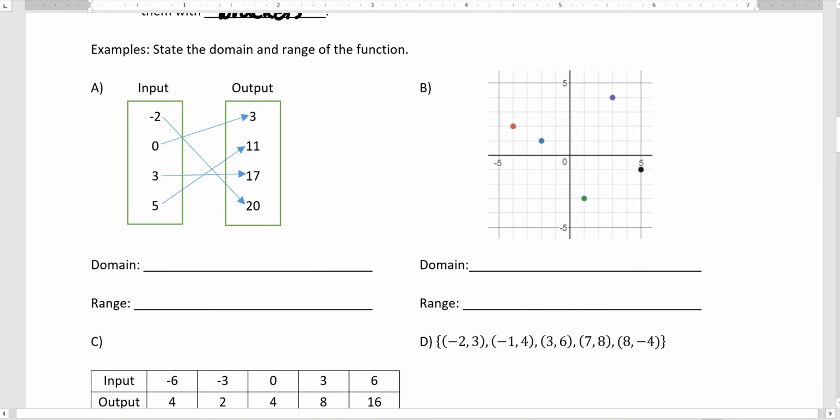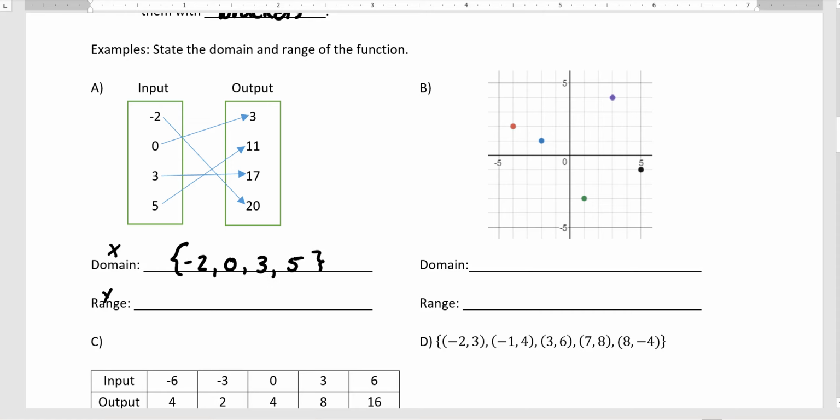Looking at letter A here, all right? State the domain and range of the function. So remember, the domain is my x values, range is my y values. My inputs are my x values, so my domain is the values, and here's my bracket. I'll say -2, 0, 3, and 5. All I'm doing for domain is just the set of inputs, the set of x values, so I'm just listing my x values. Range is the set of y values, so I would say my range is 3, 11, 17, and 20.